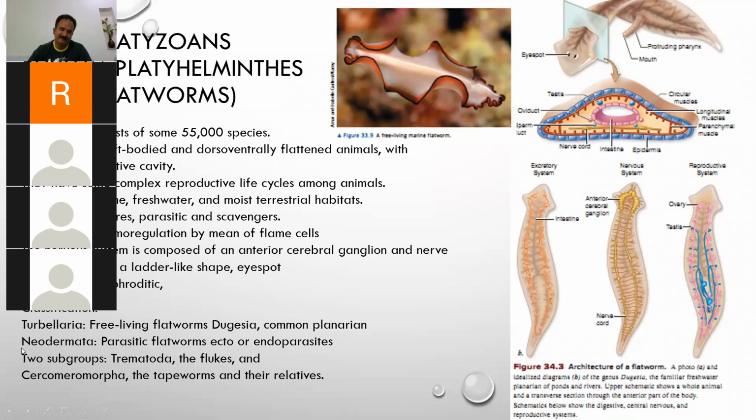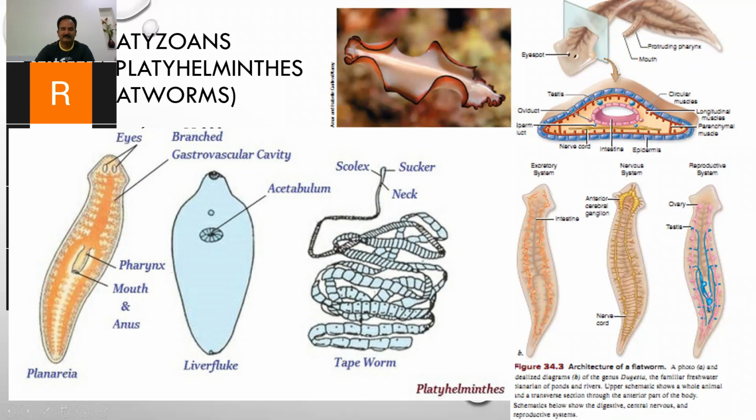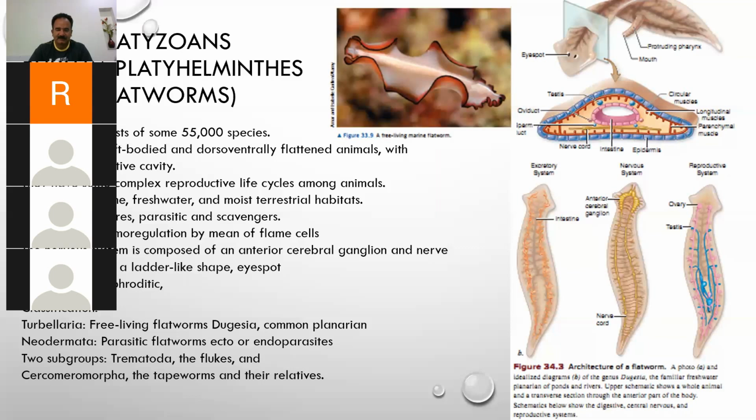The next class is Neodermata. In this class are parasitic flatworms, which are ecto and endoparasites. This class is further divided into two subclasses: Trematoda and Cestoda, tapeworms and their relatives. Trematoda includes liver fluke and other parasites. Cestoda includes tapeworms and their relatives.